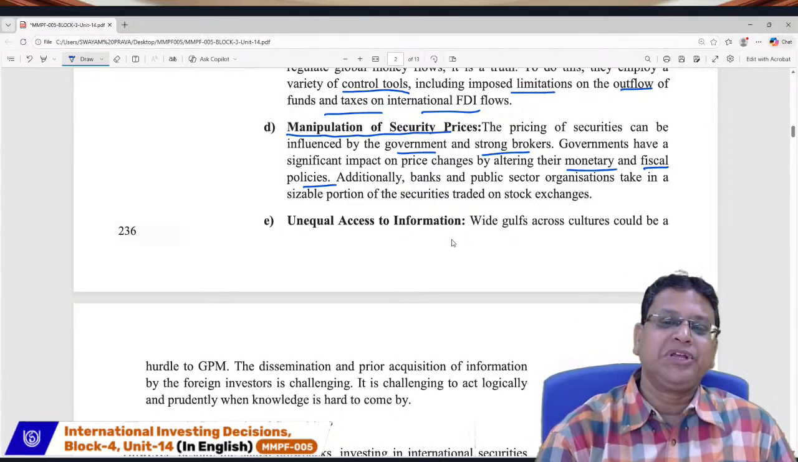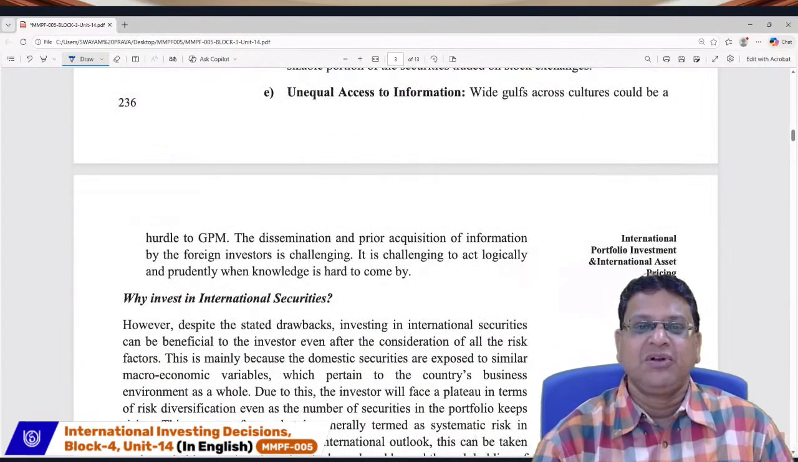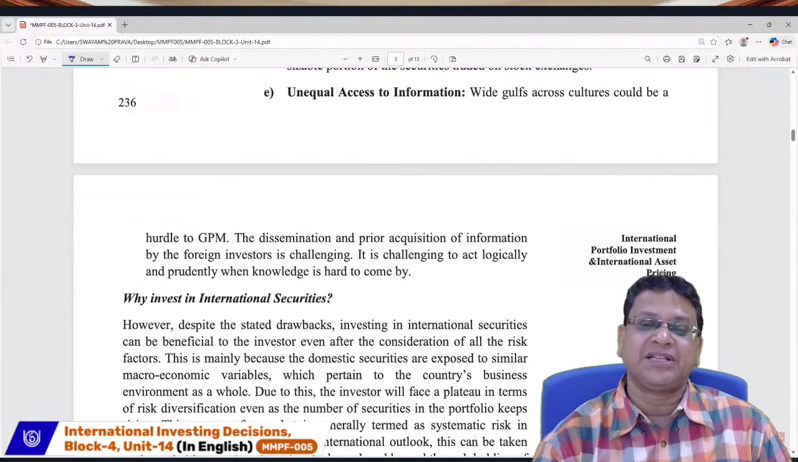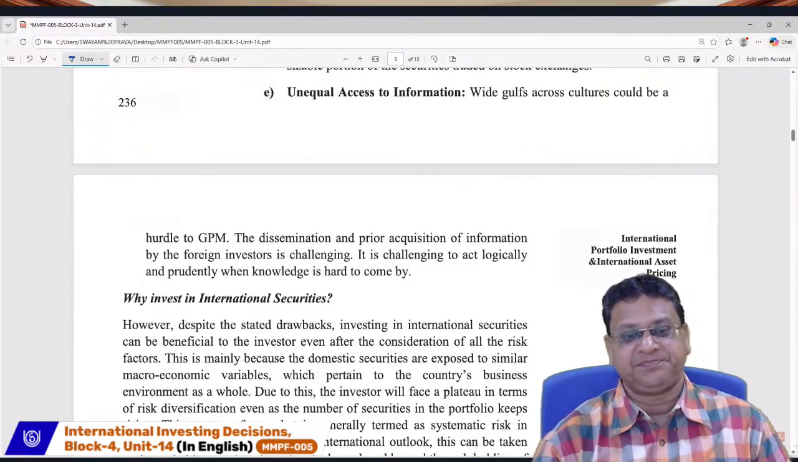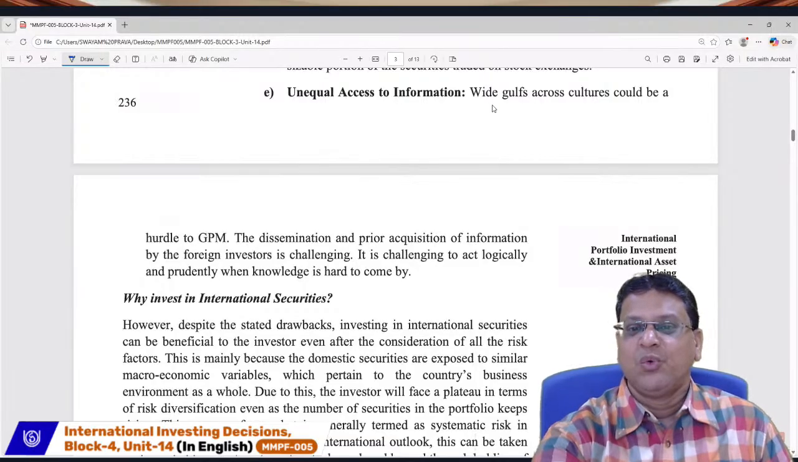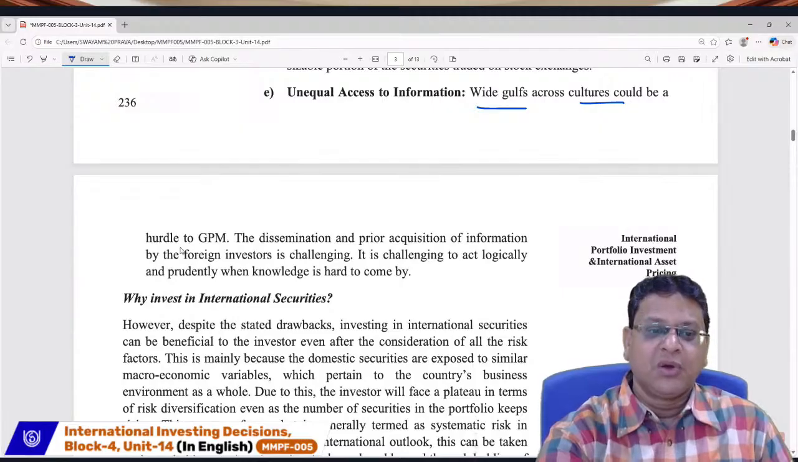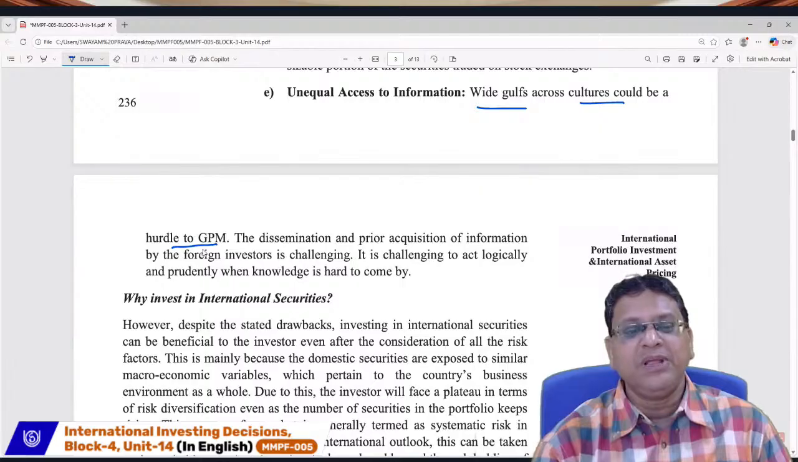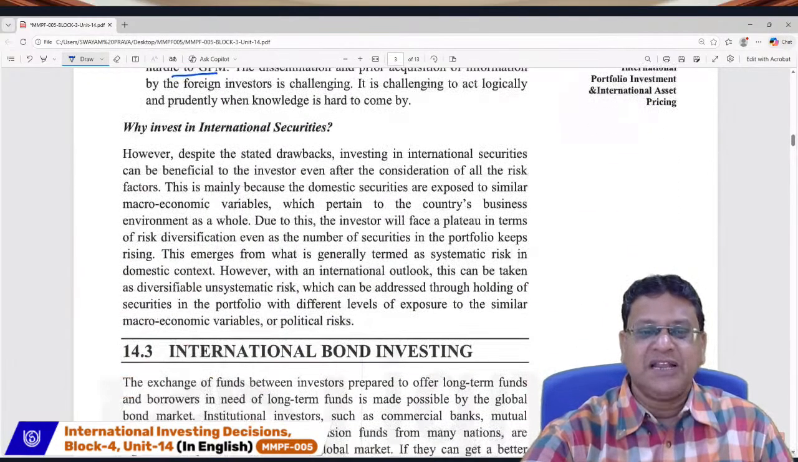The next one is unequal access to information. When information access is not equal for all investors, domestic as well as foreign, foreign investment has certain limitations. So if there is a wide gulf across cultures, it could hurdle global portfolio management or portfolio investments. So these are certain hurdles of international investment.